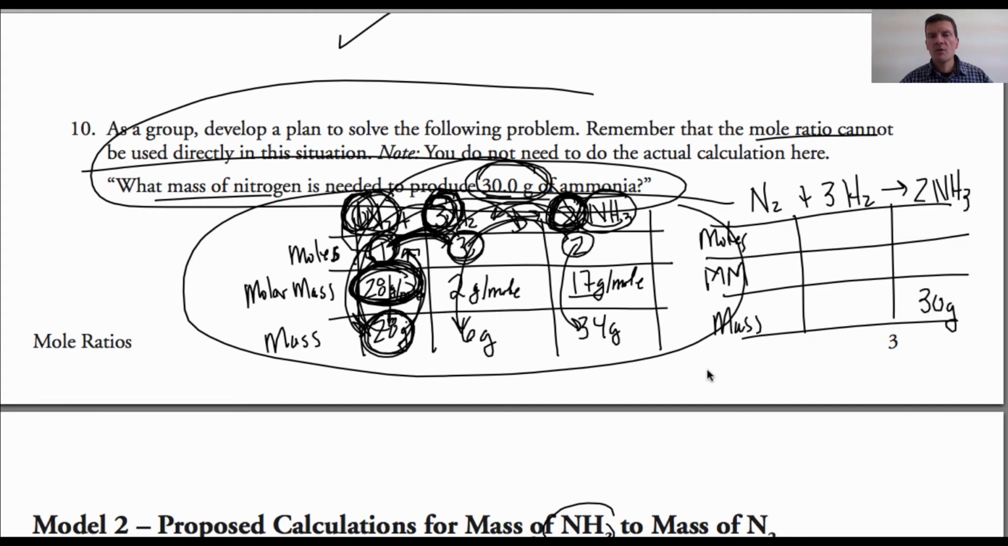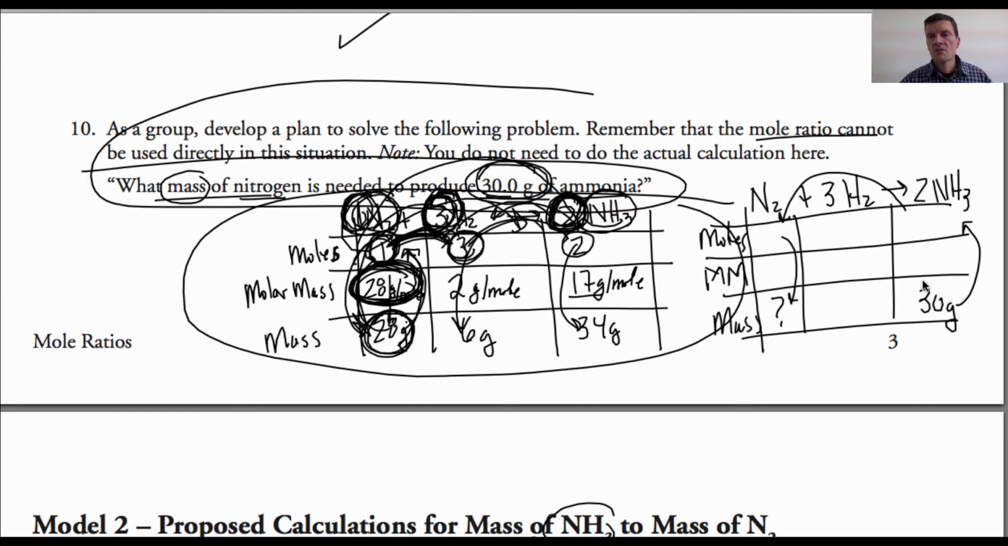What do I want? I want to find the mass of nitrogen, this number over here. You can't go straight from 30 grams to the mass of nitrogen. You have to always go from one column to the next, and you always have to use the coefficients, the mole ratios. So I need to go from mass to moles, then from this number of moles over to this number of moles, and then from moles to mass. It's going to take 3 steps.